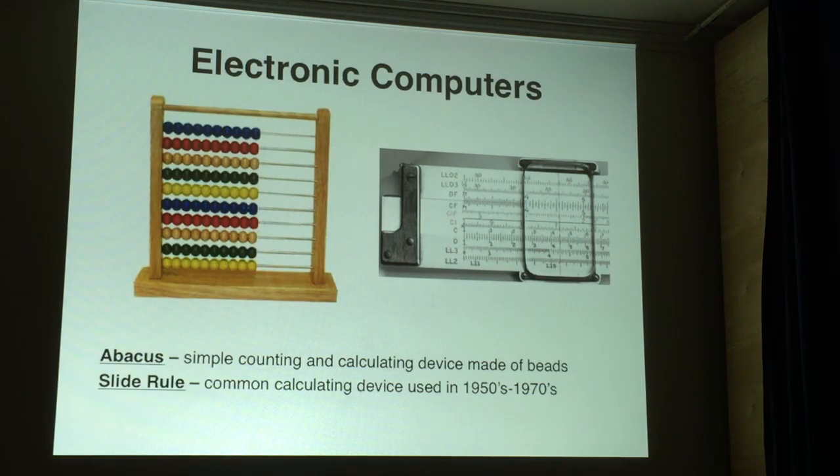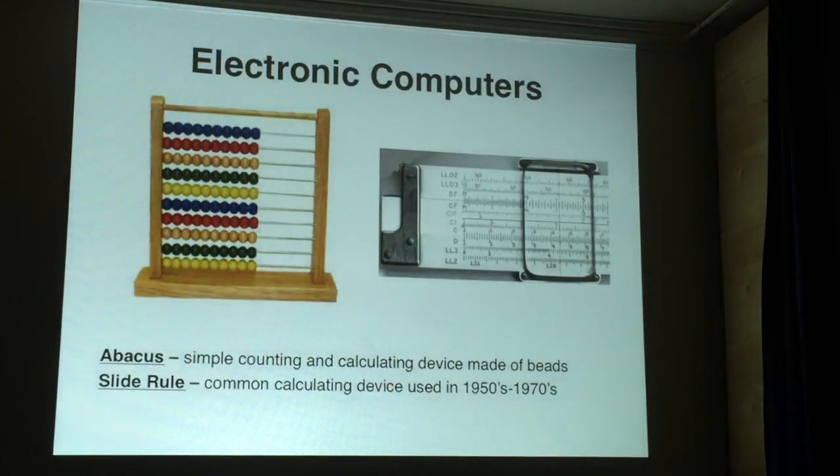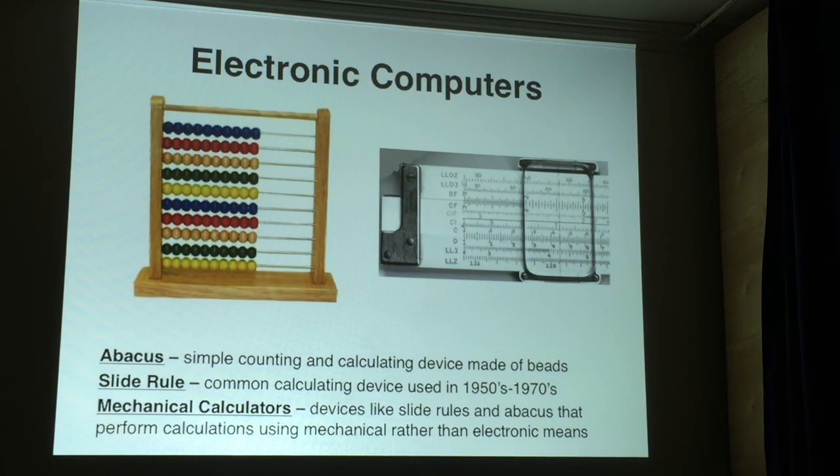Now this one's a little bit more complex slide rule, but some slide rules are actually quite simple and you can just do add, subtract, multiply, and divide. The slide rule that I had was much more like this one, and with that slide rule you could do sine, cosine, tangent, you could do logarithms, and so the slide rule was a step up from the abacus in that regard. As I said, these are mechanical calculators. These calculators are devices like slide rules and an abacus that perform calculations using a mechanical rather than electronic means.